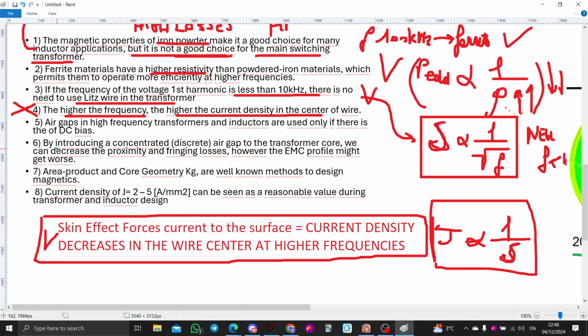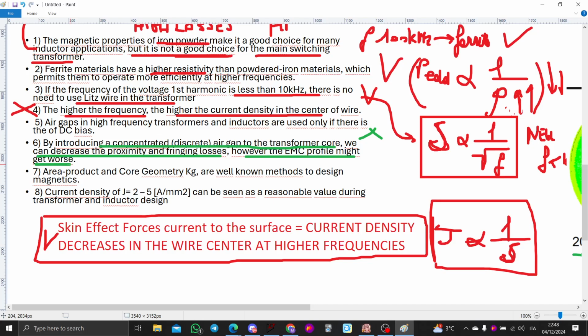By the way, let's continue with this question. The air gaps in high frequency transformers and inductors are used only if there is the DC bias. What? No, they are used also in SE as well. So this is stupid. Air gaps: by introducing a concentrated discrete air gap to the transformer core, we can decrease the proximity and the fringing losses. However, the EMC profile might get worse.